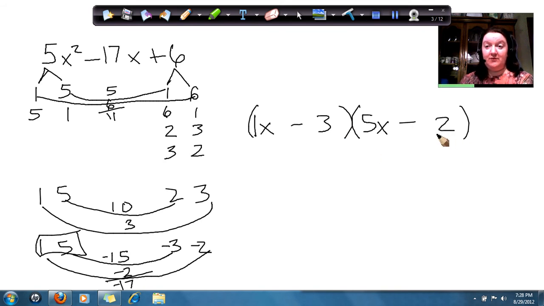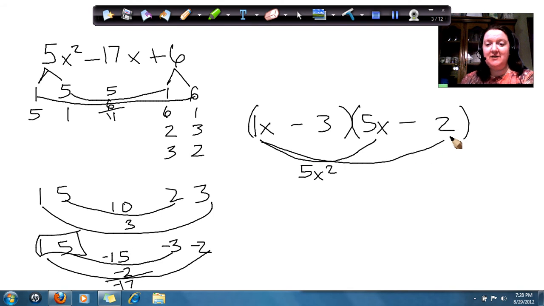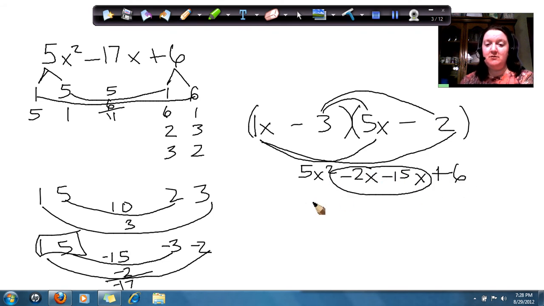Now I'm going to FOIL it out just to make sure I really have got the right thing. So if I look at this, I'm going to get my 5x squared. When I look at my outside terms, I'm getting a negative 2x. If I look at my inside terms, I get a negative 15x. And if I look at my last terms, I get plus 6. Now if I combine my like terms that are in the center, I'm going to get a negative 17x plus 6. And I'm going to drag the 5x squared along.